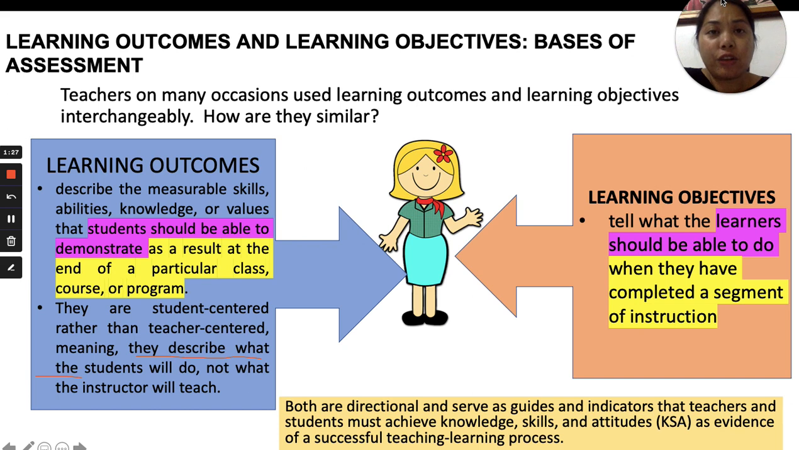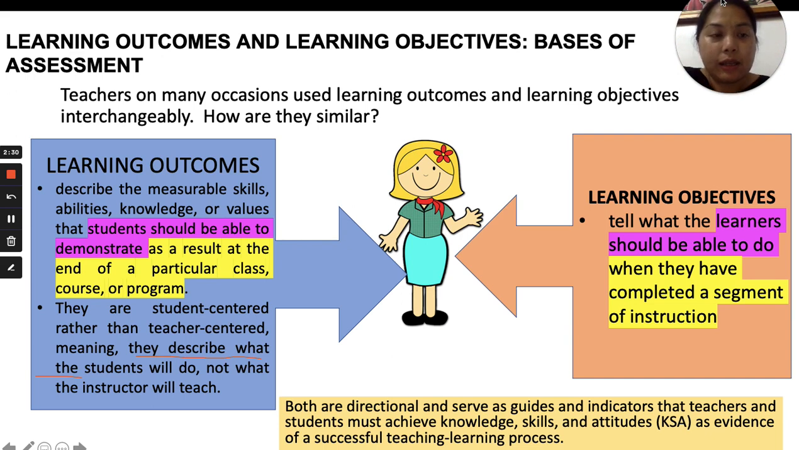Actually, teachers on many occasions use learning outcomes and learning objectives interchangeably. But how are they similar? As you can see in this figure, learning outcomes describe the measurable skills, abilities, values, or knowledge that students should be able to demonstrate as a result of a particular class, course, or program. In addition, they are student-centered rather than teacher-centered, meaning they describe what the students will do and not what the instructor will teach.